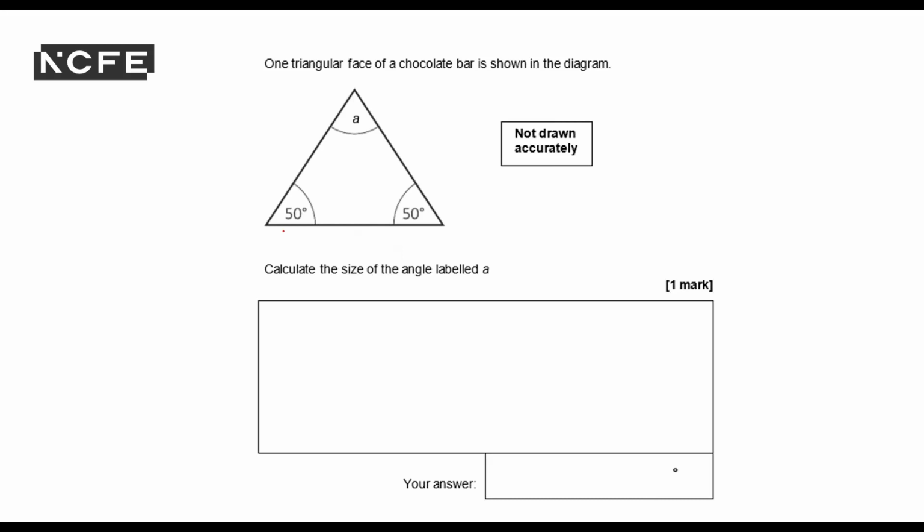And for this question, I know that there are 180 degrees in the interior angles of a triangle. So it's simply a case of calculating 180, take away the 50 and the 50. Now 50 add 50 is 100, so it's quite straightforward. 180 take away 100 equals 80. So my answer is 80 degrees.